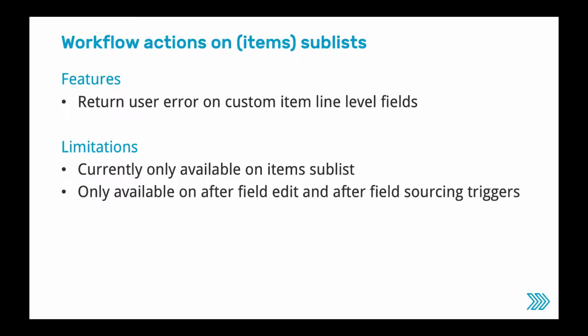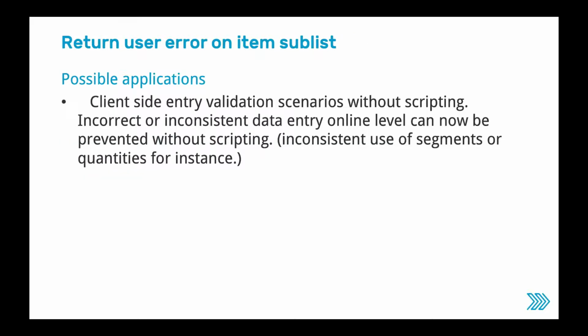Third possible action I am going to discuss with you is the option to return a user error on a custom item line level field. So again, it only works on the item sublist, and this is only available on the field edit trigger and after field sourcing trigger. A possible application for this is that you can do client-side entry validation scenarios without scripting. So if you set it up correctly, you can avoid having incorrect or inconsistent data entry on line level without scripting, and that's very useful.